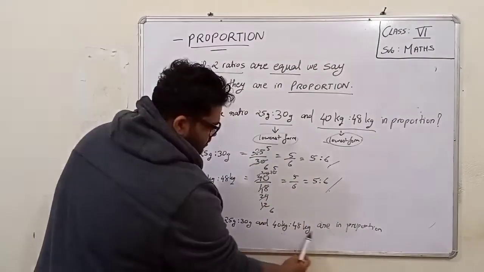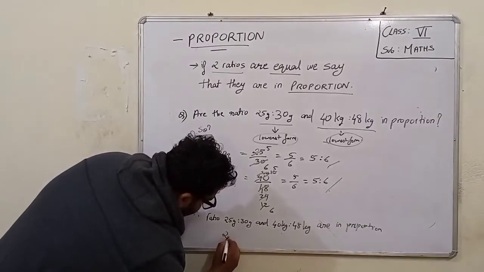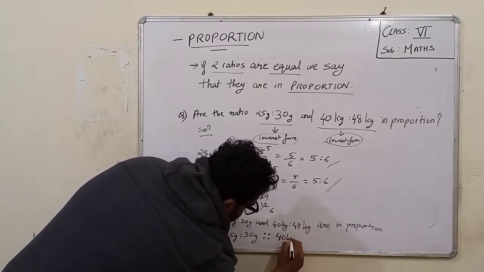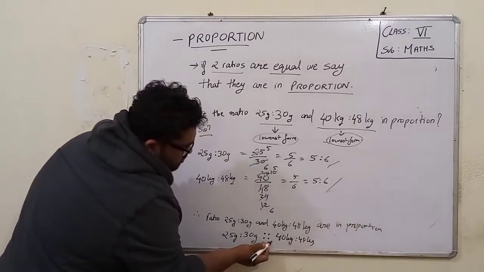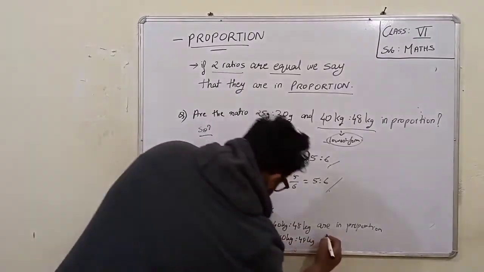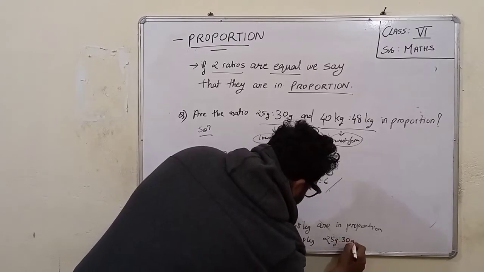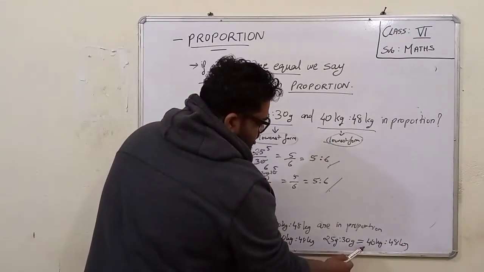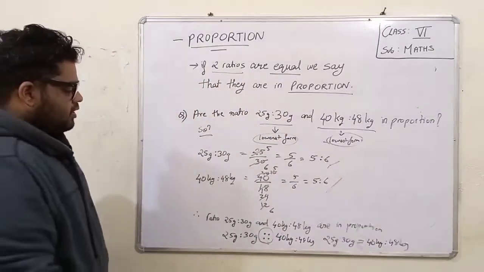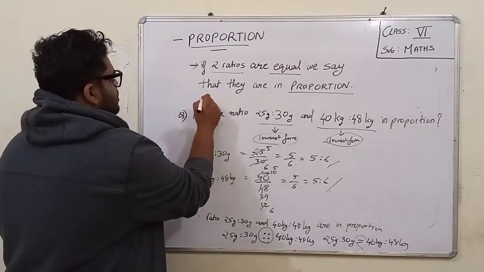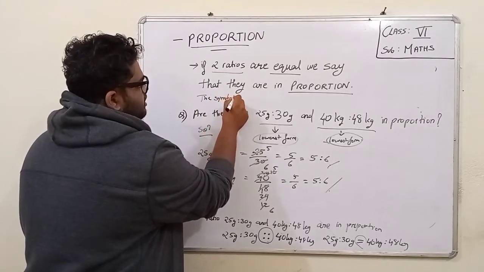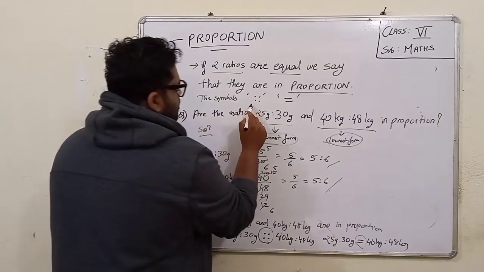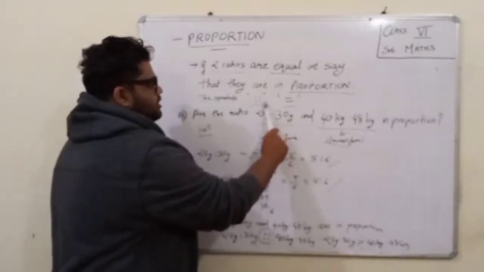If the ratios are equal, then we write it this way, and we can also denote it like this. 25 gram is to 30 gram double colon 40 kilo is to 48 kilo. This symbol means they are in proportion. Also, we can write it this way. 25 gram is to 30 gram equals 40 kg is to 48 kg. Here this equal sign also means proportion. They are in equal proportion. So remember these two symbols. The symbols to represent proportion are the double colon or the equal to sign. If this is in the question, you should not be confused. It is a proportion symbol.